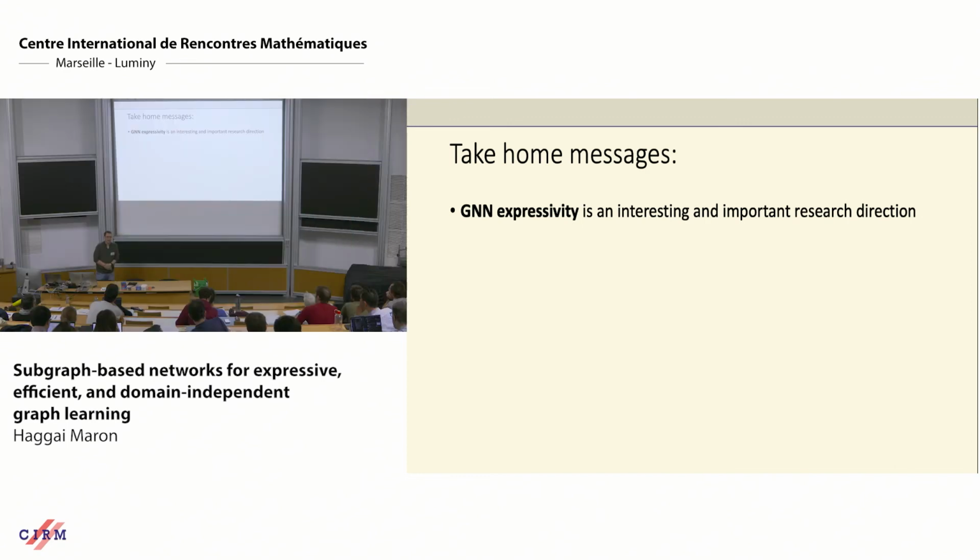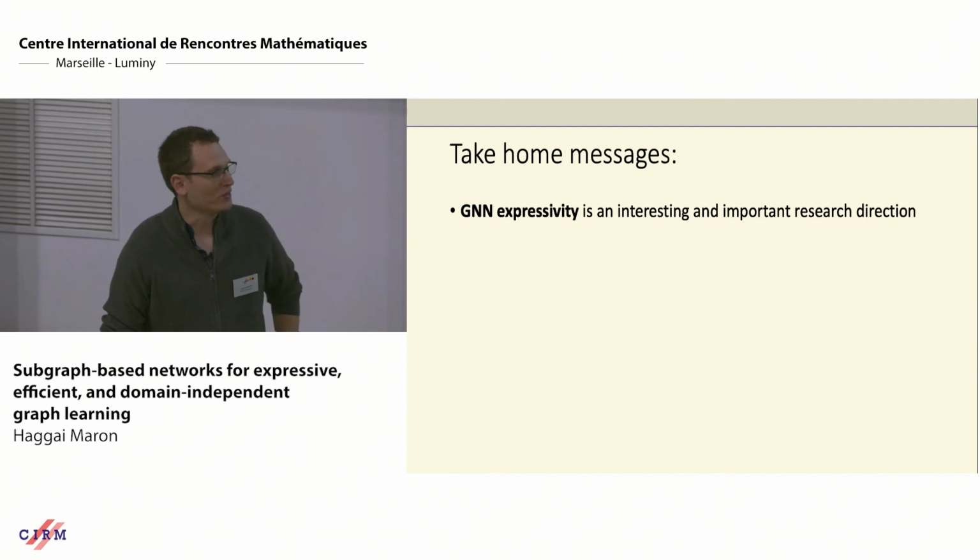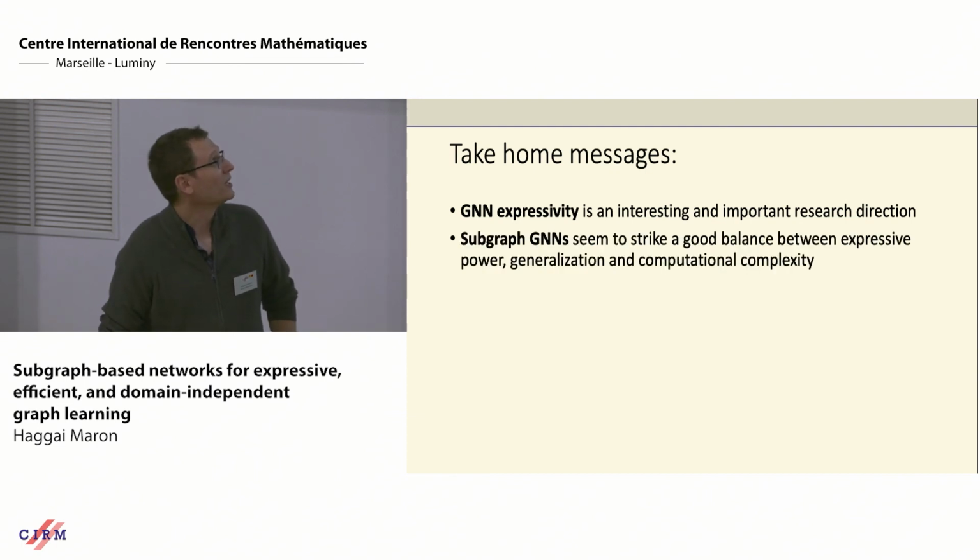So first of all, I'm not sure how many of you are working on this or know this GNN expressivity thing. I think it's a great field, and it really affects the results of graph neural networks. So if you're interested in that and you would like to know more, come talk with me. I'm happy to discuss. Another take-home message is that subgraph GNNs seem to me like a prominent direction in this search for expressive and still kind of efficient methods.